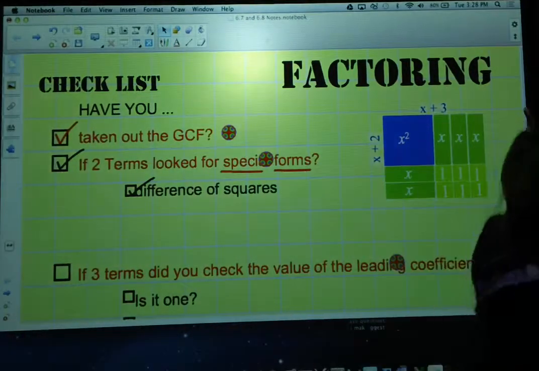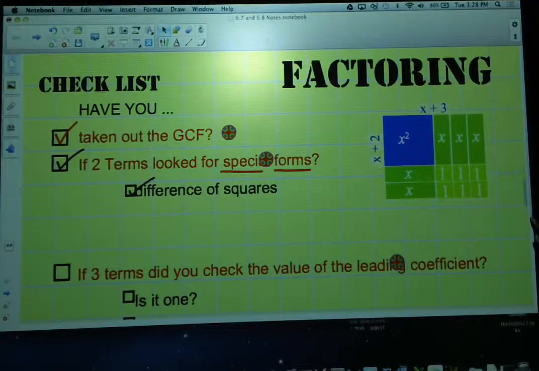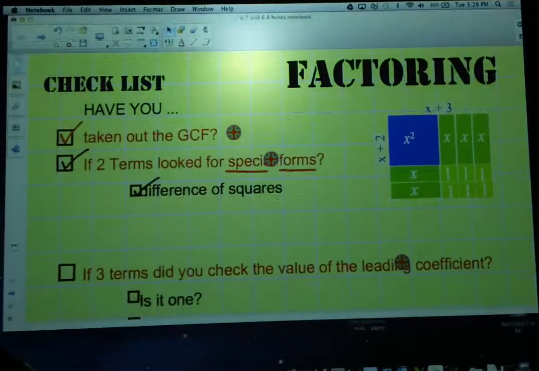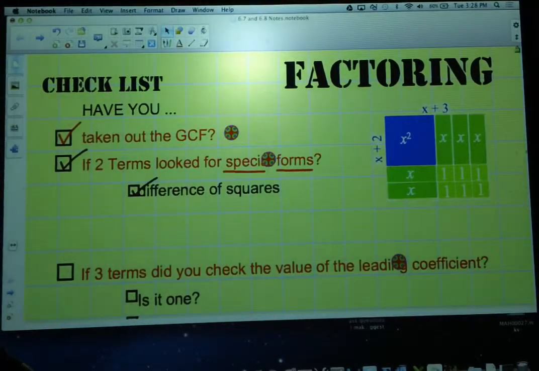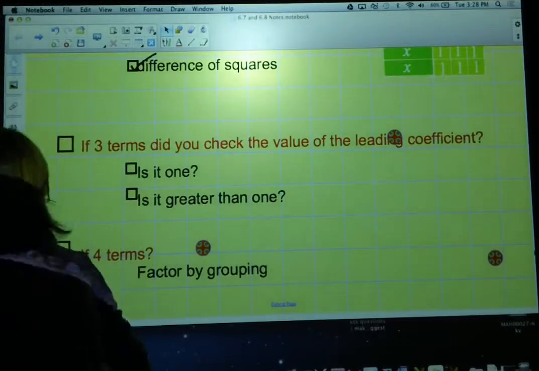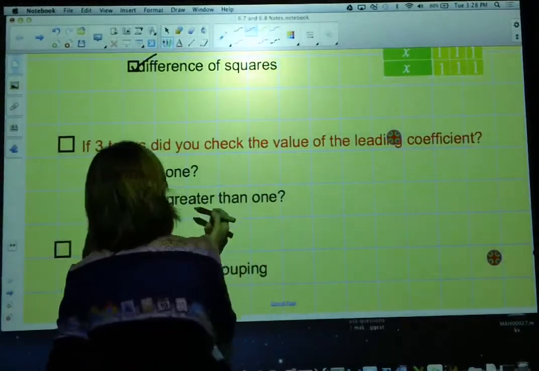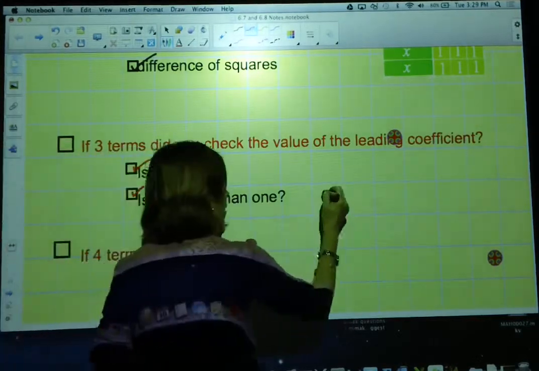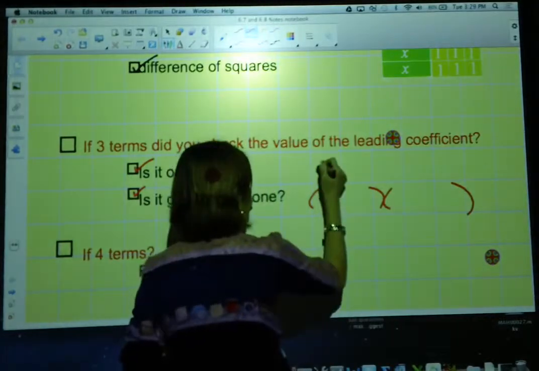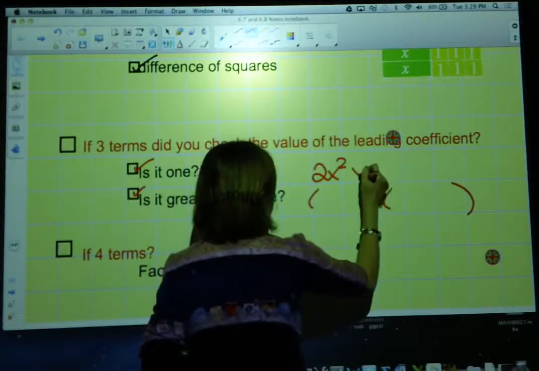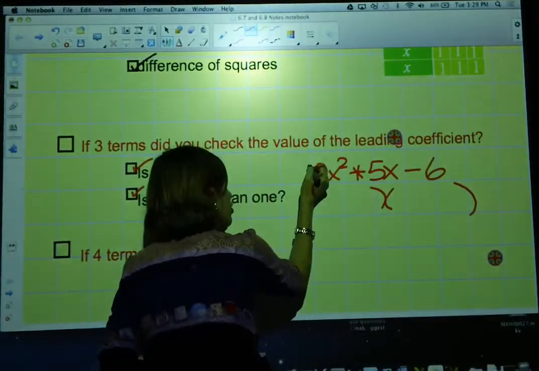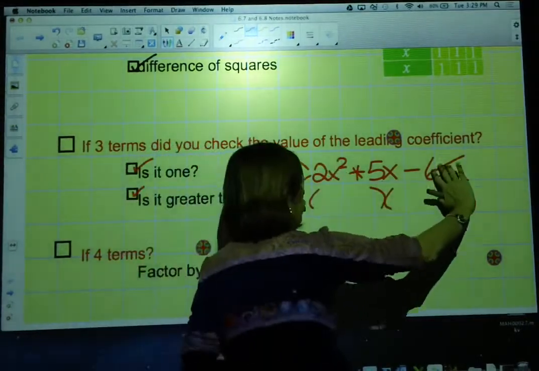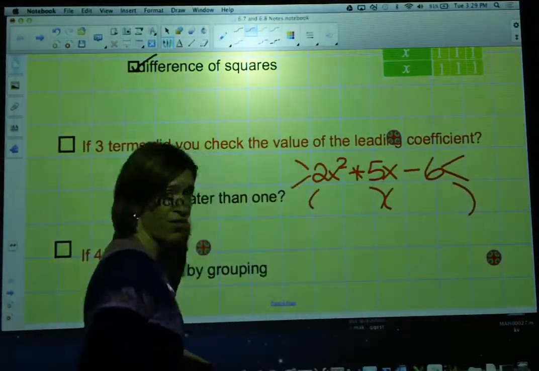Then, if it's three terms, you definitely want to check to see: is the leading coefficient, the A term, 1? Because then that's the easy part. If it's greater than 1, then just remember that when you're doing your factors, let's just say it's 2x squared plus 5x minus 6, you have to look at the factors of 2 and of 6. Now I don't know if that's factorable, but if the A term is bigger than 1, don't forget you have to use both the factors.